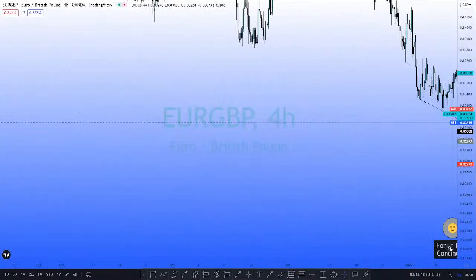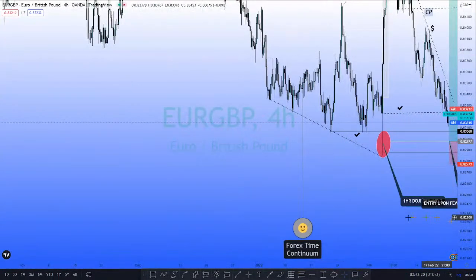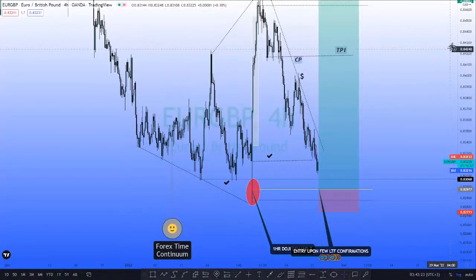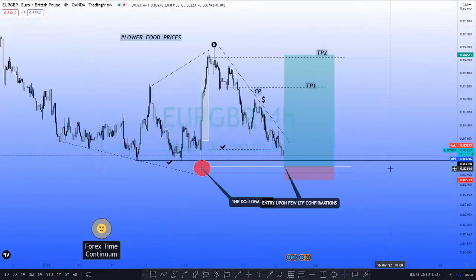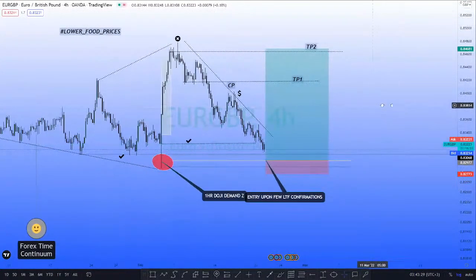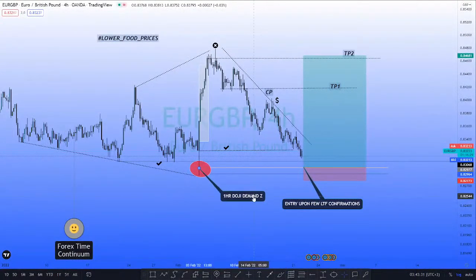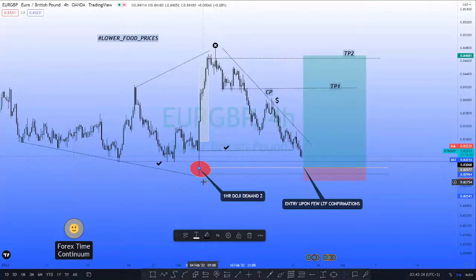So for our chart, this is a 1 hour doji demand zone, or 30 minutes. There is a demand zone here, a fresh one. Why is it valid? One, it has a doji. Two, it has caused an imbalance. You can see these green candles. That tells me there is more of an institutional move there.